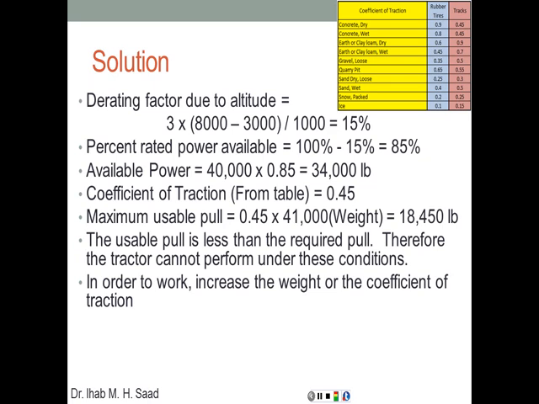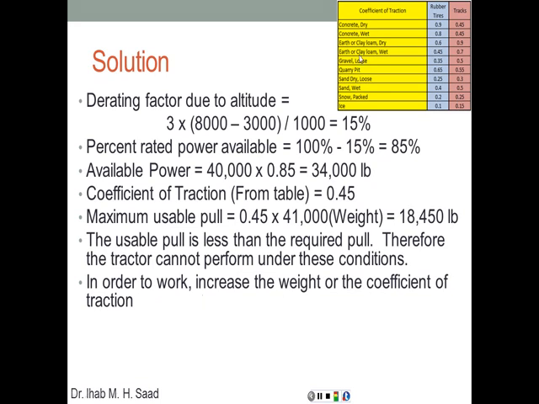Less than the required pull. The required pull was 20,000 pounds. So basically, the usable pull is less than the required pull. Therefore, the tractor cannot perform under these conditions. In order to work, increase the weight or the coefficient of traction.